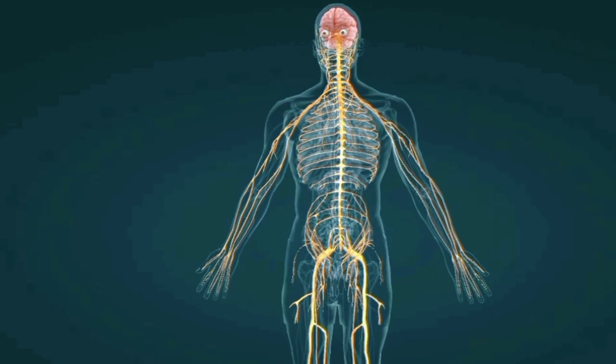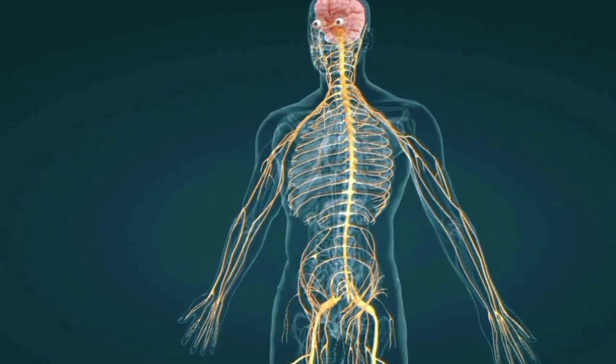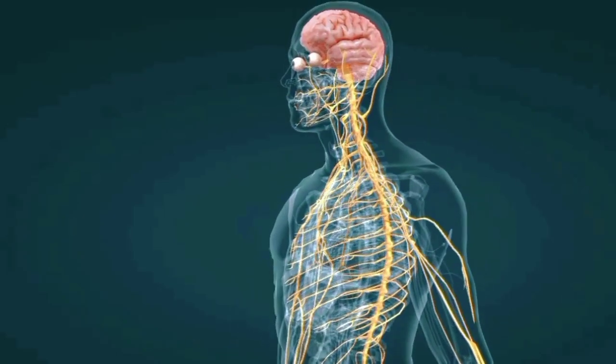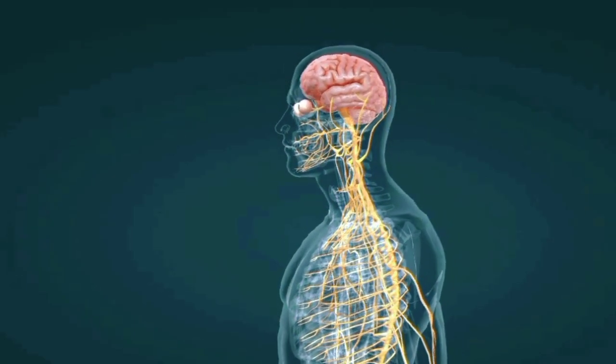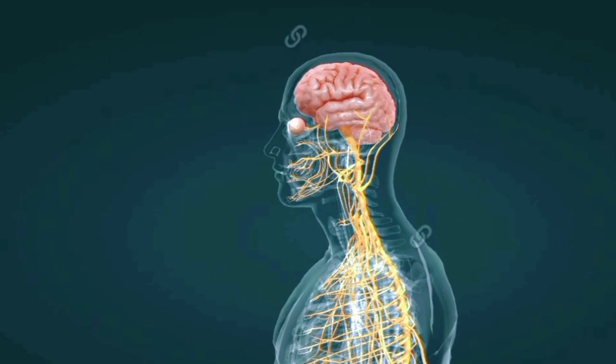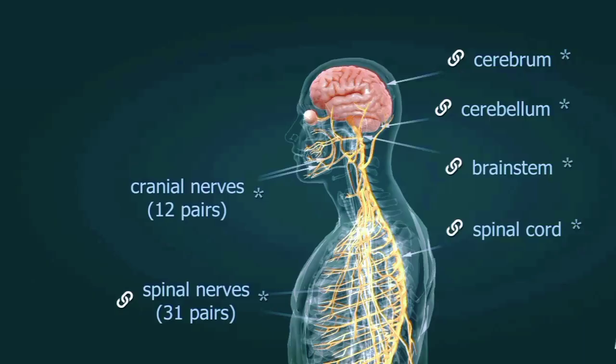The nervous system controls the functions of our bodies through electric signals. It is divided into the central nervous system and the peripheral nervous system. The main components of the central nervous system are the brain and the spinal cord, spinal cord and cranial nerves.